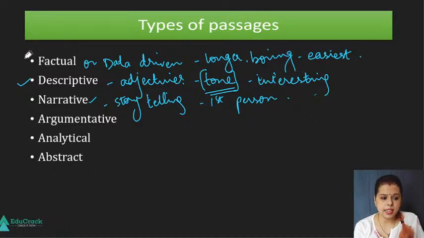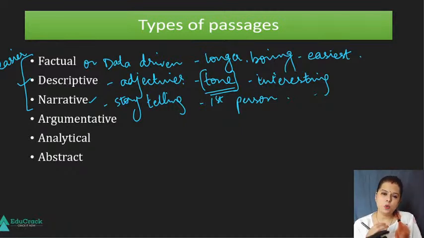So these 3 here, factual, descriptive and narrative, are the easier ones of the lot, and that is the reason why you may find 1 or 2 of these kinds in CAT. Out of the 5 passages, maybe 1 would be narrative or descriptive, something like that. But most of the passages in CAT, they are in this purview where they are either argumentative, analytical or abstract.